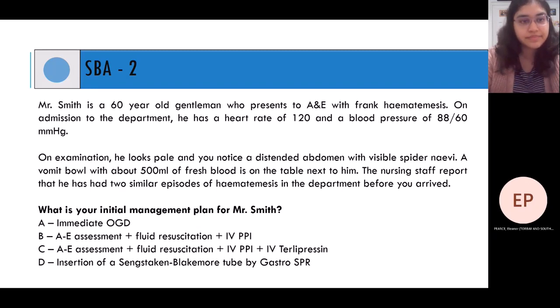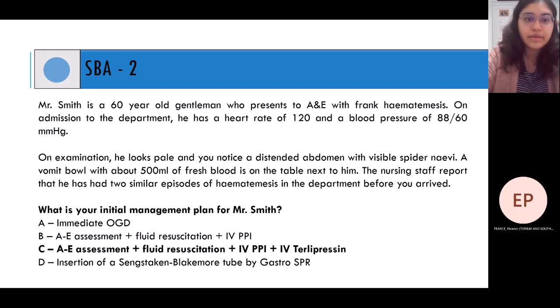Cool. Great. So I think the trick in this question is the initial management plan. Like we were talking about, obviously for definitive management you would want to get them an endoscopy, but in order to safely do the endoscopy, you need to make sure that patients are appropriately fluid resuscitated. So an A to E assessment for everyone, appropriate fluid resuscitation, and you always consider giving them IV PPI in patients with a GI bleed.